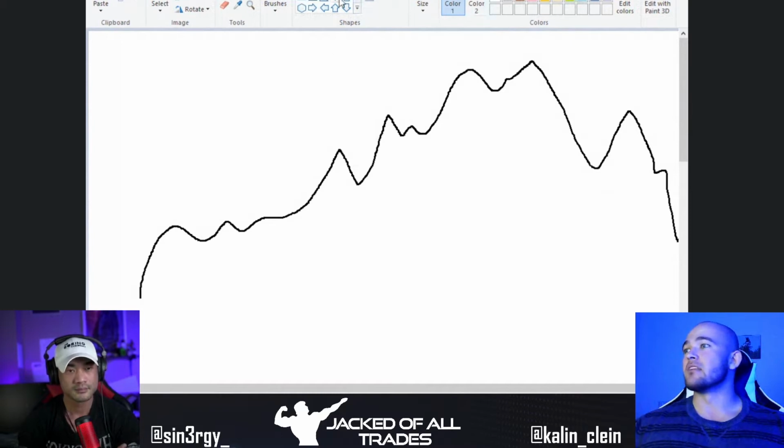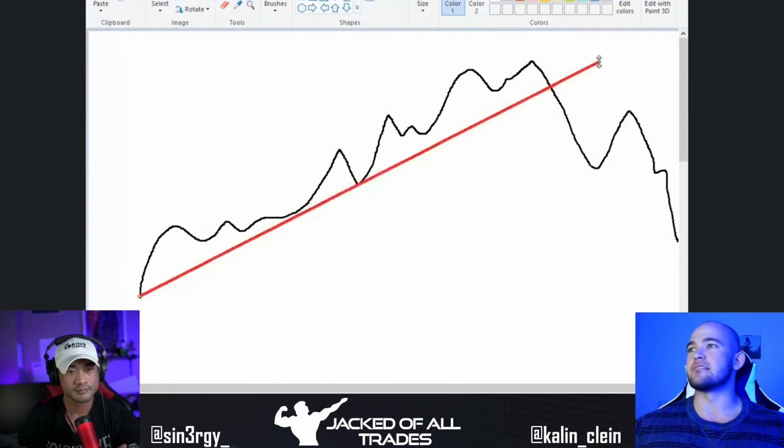But on something like this, in general, I'd say that's the front side of the trade, or the front side of the trend. So let me make that red.